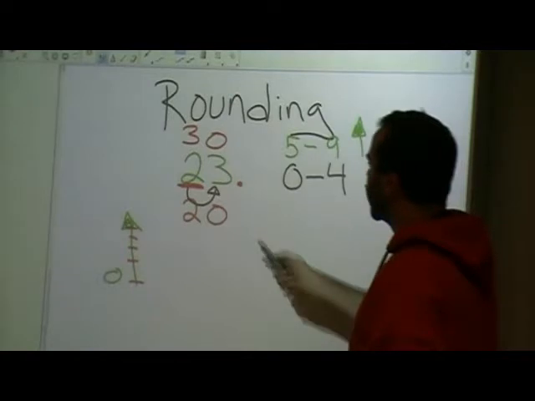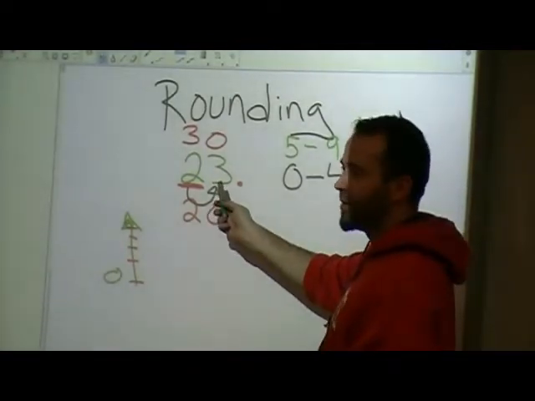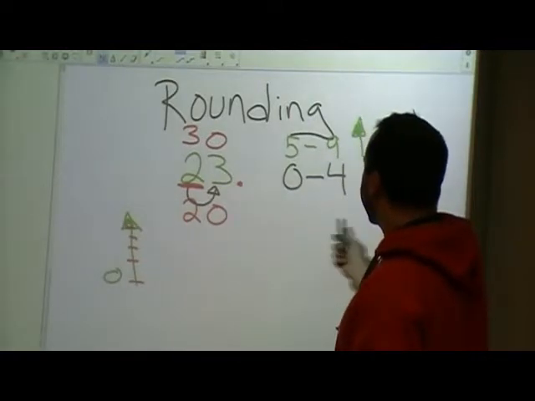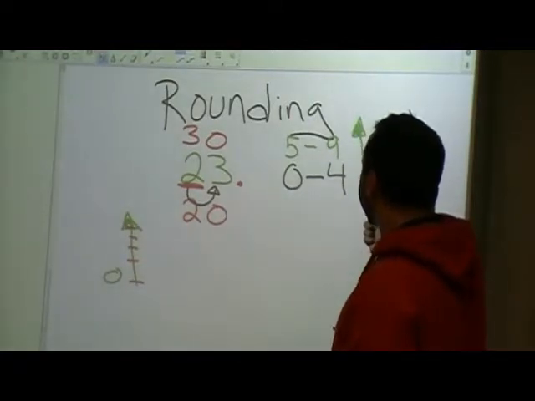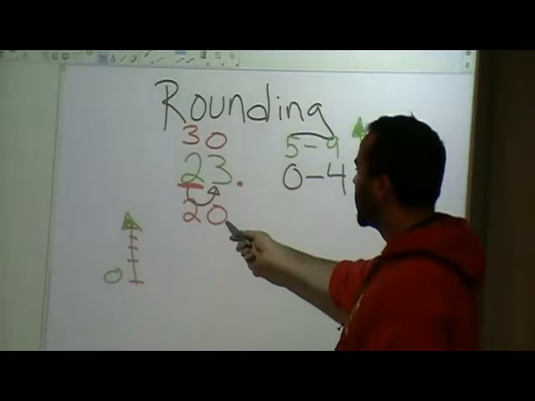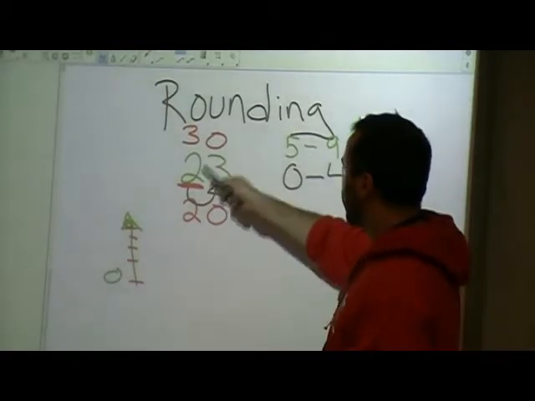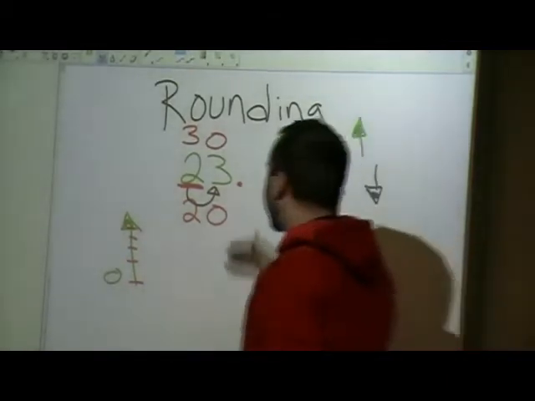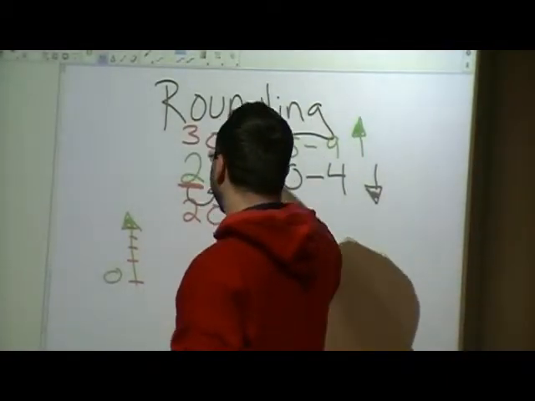Okay, so what number do we have directly to the right? 3. So we look over here. This is our little key that tells us what to do with it. So I'm going to round down. What am I rounding down to? 20. Yep, 20. Round down to 20. Okay, 23 is closer to 20 than it is to 30.